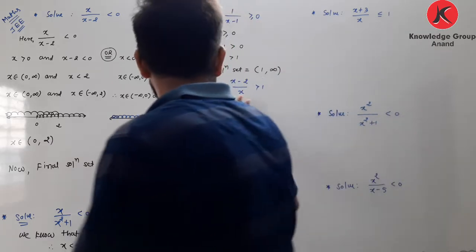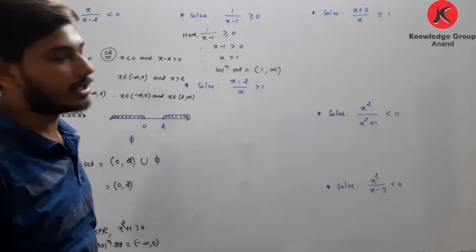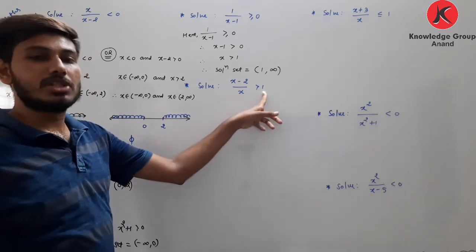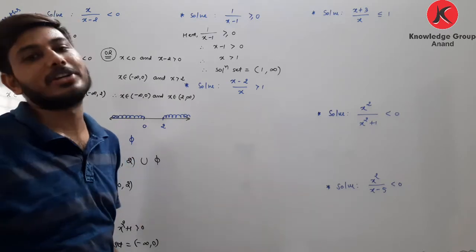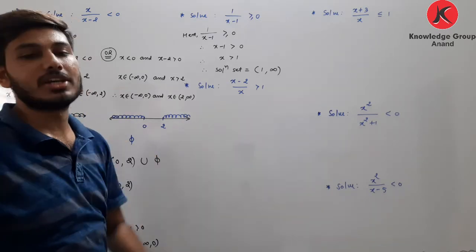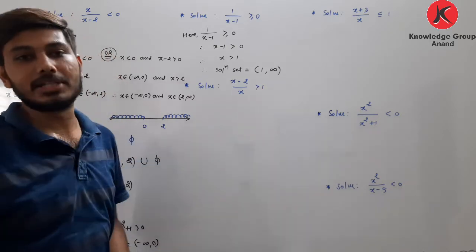Now see the next question. X minus 2 upon x greater than 1. If this were 0, we could do the positive negative ratio calculations, but this is 1. Therefore first step we have to do, make the right hand side 0 here.